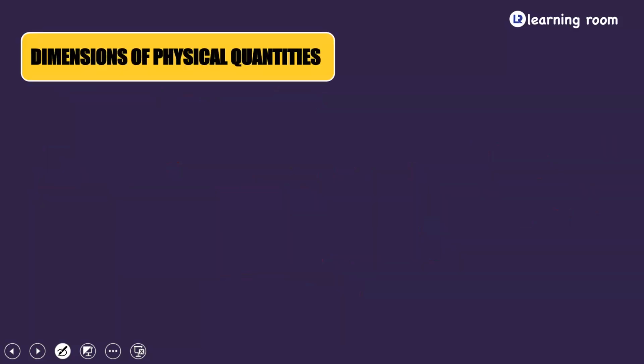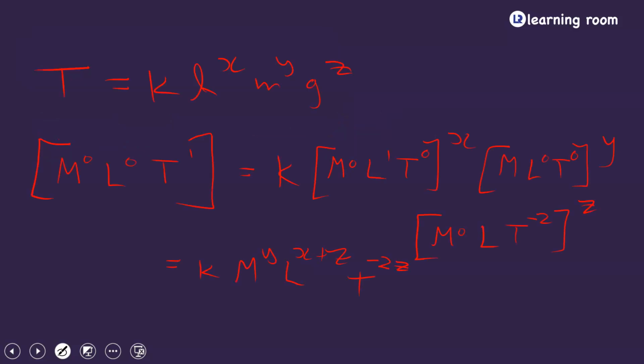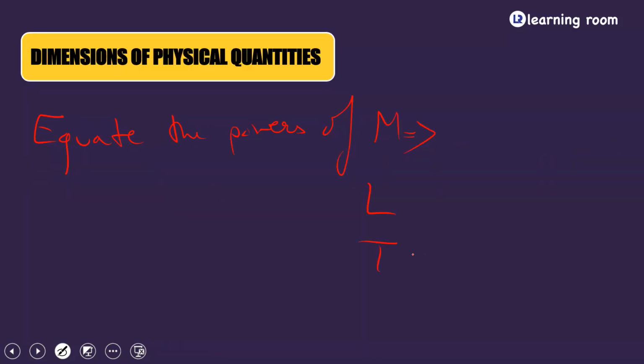I want you to tell me, first I want to equate the powers of M, and do the same with the L, and do the same with T. Can we do this? That is then equal to 1 minus 1 by 2. Correct.